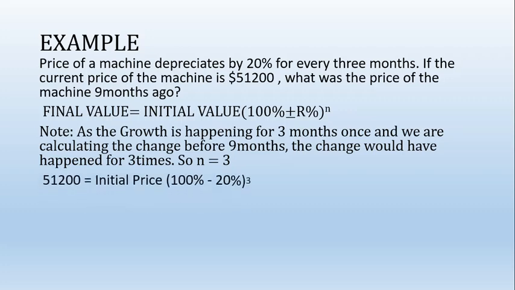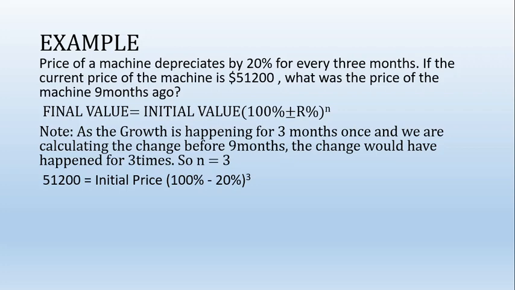Now 51,200 is our final value. Again, that's also an important thing here. They have given us the current price of the machine and they are asking you to find the price which is 9 months ago, which means we have to go back. So which means we have to find the initial value. So that is why current price should be taken as a final value is equal to initial price into 100%.